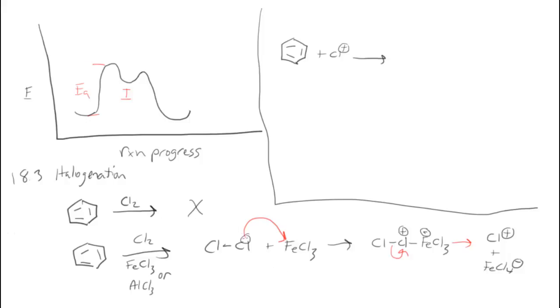So this is the same mechanism that we just learned in the general mechanism, and that is that electrons will come out from the benzene to the chlorine to make an intermediate. This intermediate will react with a base. The base will deprotonate it to reform our aromatic ring.